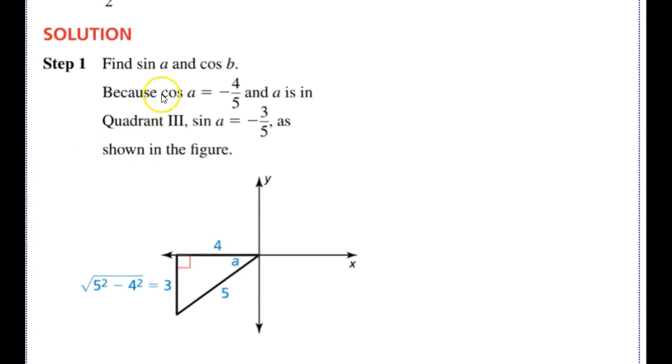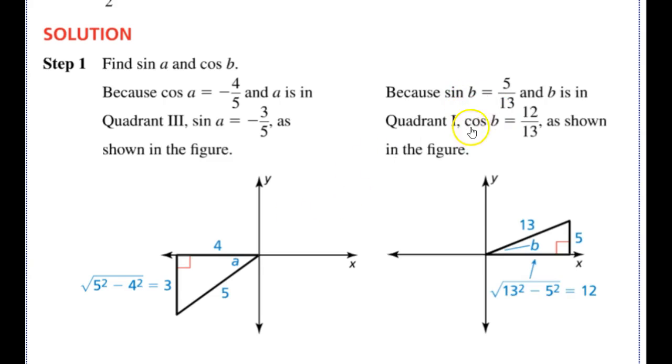First I have to look at this information and draw out the triangles. Since cosine of A is -4/5 and A is in my third quadrant, I can draw my triangle as shown here in this figure. Since I have the hypotenuse and the adjacent side, I can use the Pythagorean theorem to find the other side. So now I know that sine of A is -3/5. Now I have to find the cosine of B. Since this was in the first quadrant, I can draw my little triangle again and find the missing side. So I know now that cosine of B is 12 over 13.